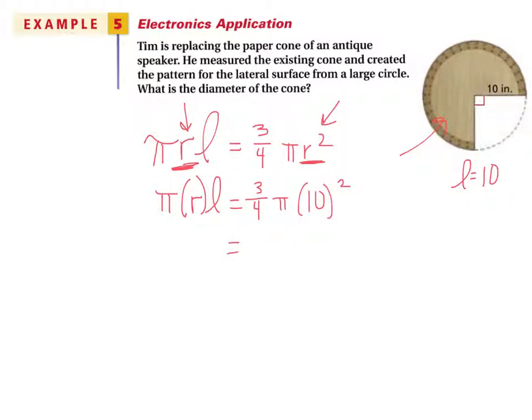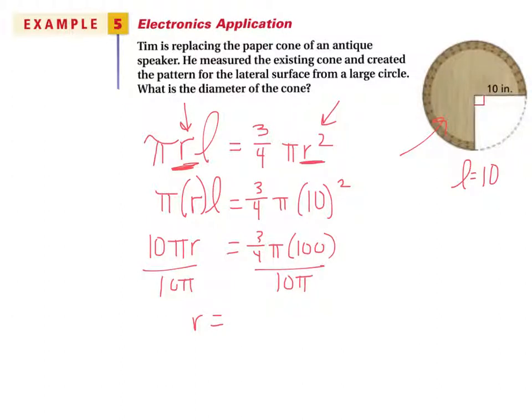So this is going to give me pi r, oh, I forgot to put the slant height in. The slant height's 10. 3/4 pi multiplied by 100. I'm just going to divide by 10 pi. Divide by 10 pi. That gives me the radius is, if you multiplied all this, the pi's cancel, you're going to get 7.5 inches as the radius. So the diameter would be 15 inches.